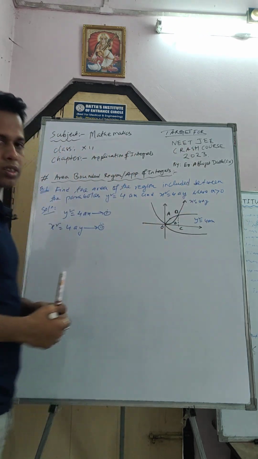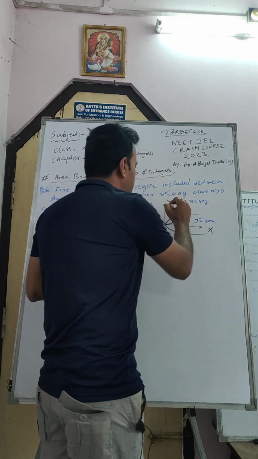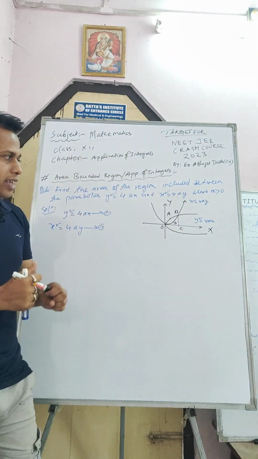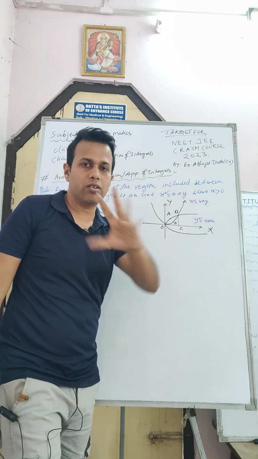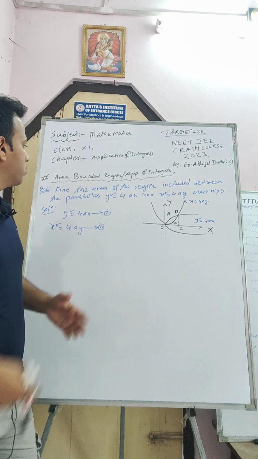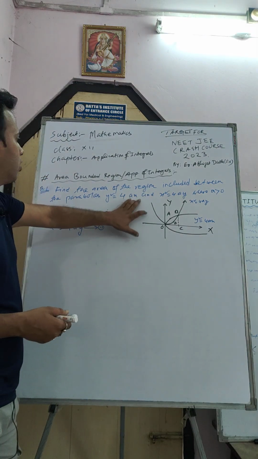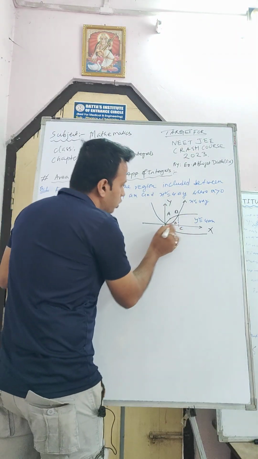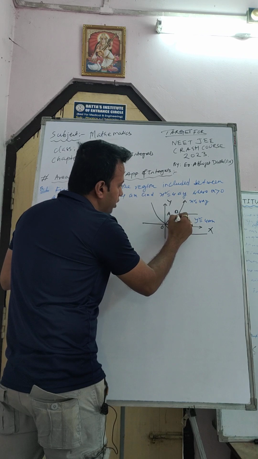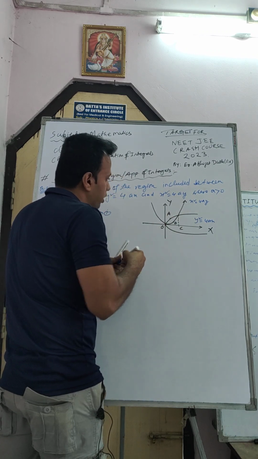Alright, and this one is x axis and this one is y axis. So here the axis of the parabola will be x axis, here the axis of the parabola will be y axis. Okay, right? So this is the basic drawing, and we have to find the area of the region included between the parabolas. So this one is one parabola, this one is another parabola. The intersecting point is this one, B. Okay, the intersecting point is B.